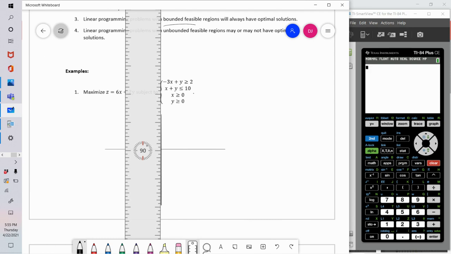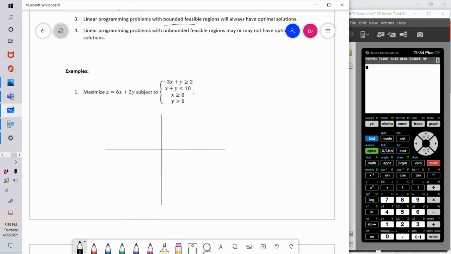Here's my y-axis. Okay, let's put some marks here: 1, 2, 3, 4, 5, 6, 7, 8, 9, 10. Actually, I'm going to recall something before I go much farther. I don't really need to do my x and my y-axis like this, because if you notice, again, x and y are both greater than or equal to 0. So let's start over here.